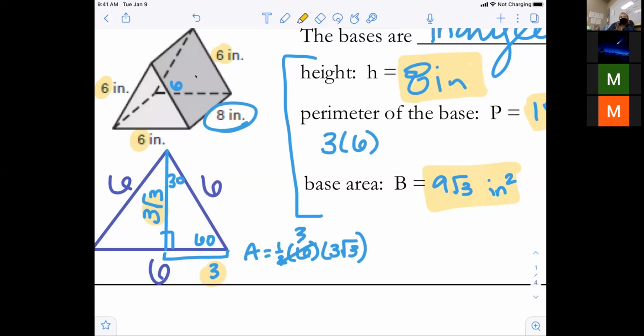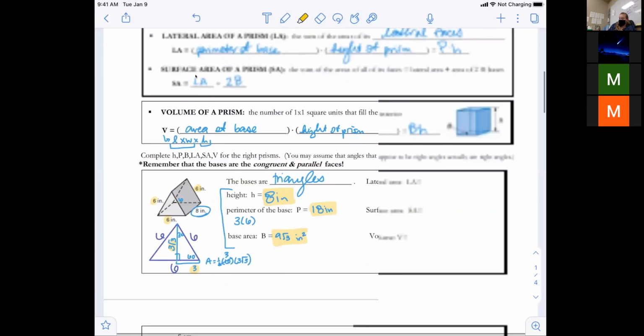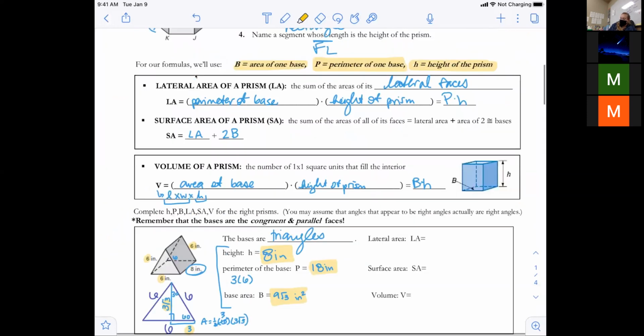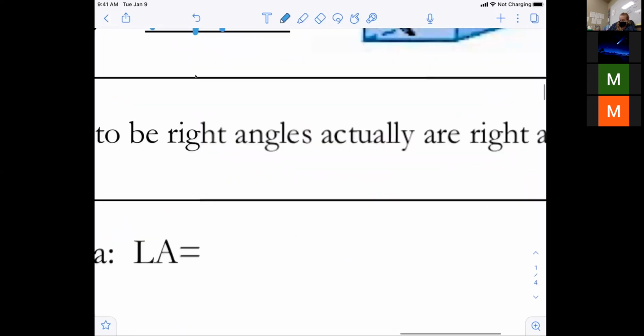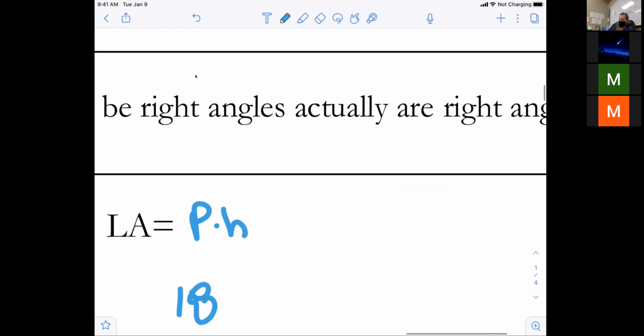Okay. Once you find these three things, it's super easy to find the rest of it. We just have to plug them into the little formulas I gave you above. So the first one we're going to do is LA. I told you that that's P times H. P is 18, H is 8. P times H, 18 times 8 is 144 inches squared.